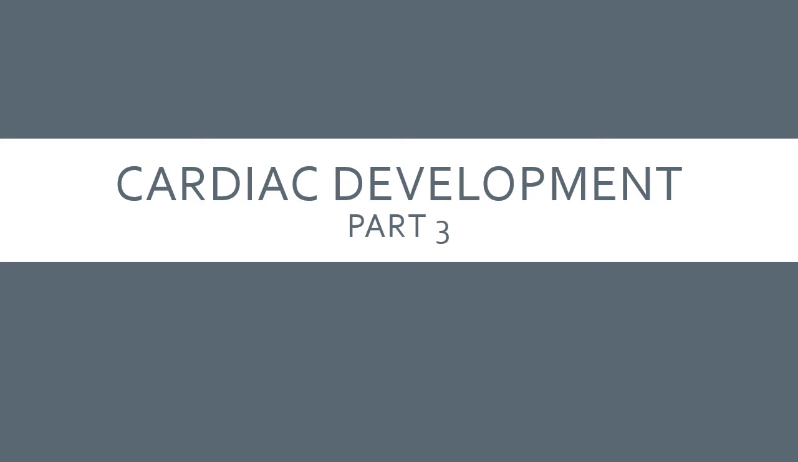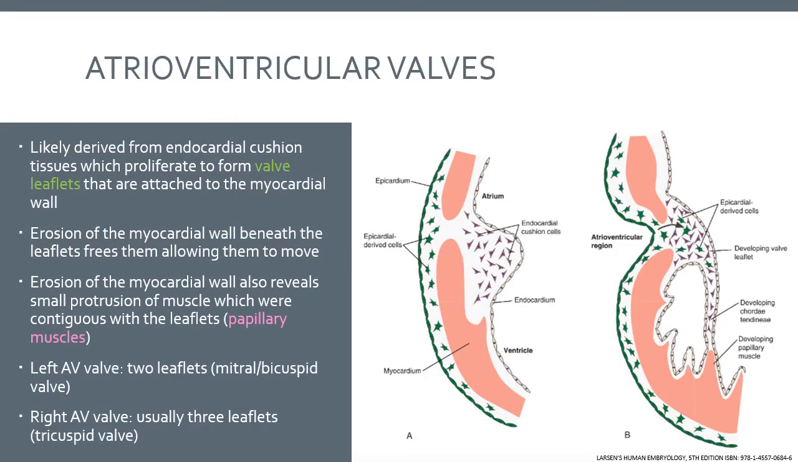All right, and in this lecture, we're going to finish up the development of the heart. And we're going to start with the atrioventricular valves. So these are the valves that serve as the door between each atria and its associated ventricle. So a valve between the left atria and the left ventricle, and the right atria and the right ventricle.